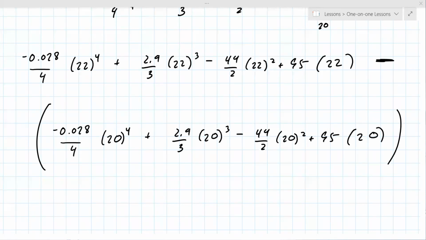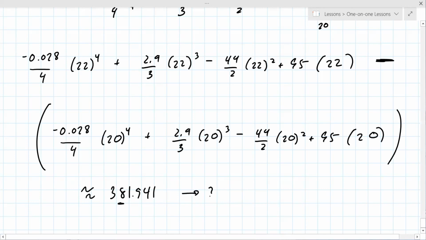0.028, 2.9. Okay, so then it says round to the nearest 10 milliliters. So I get 381.941. So the nearest 10 is that position. So it looks like it's 380 is your final answer on that. 380. Okay.